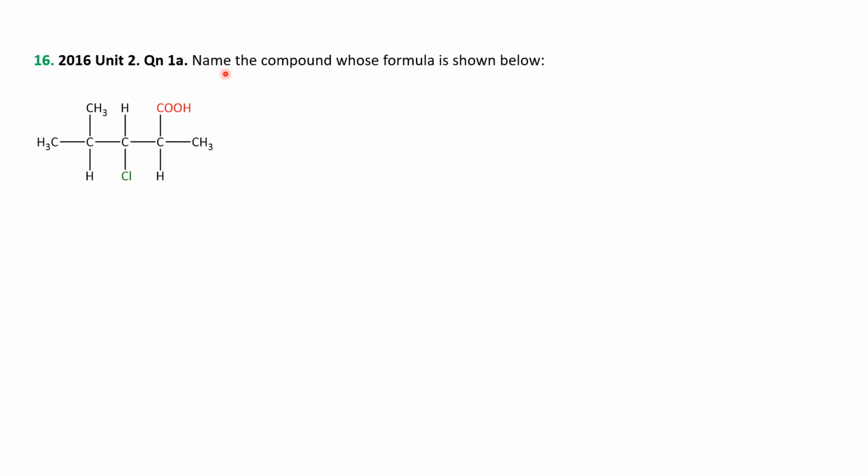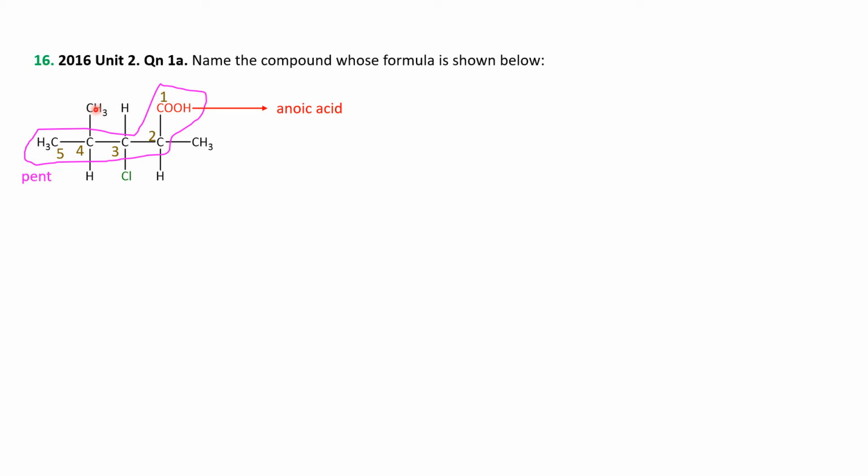Continuing on, name the compound whose formula is shown below. Well, we've got an acid group there, so we need to have the longest chain that contains that acid. So we've got 1, 2, 3, 4, 5, so that tells us it's pent-anoic acid. And then what else do we have floating around here? Well, we've got methyl, chloro, and methyl.